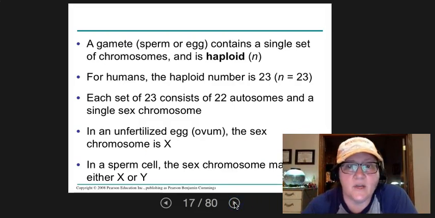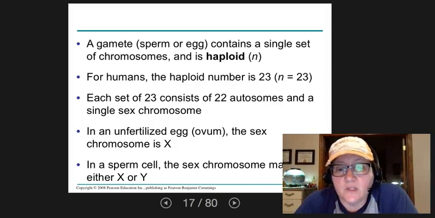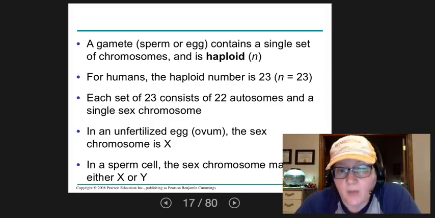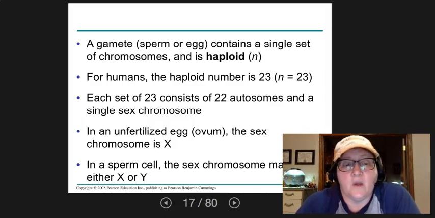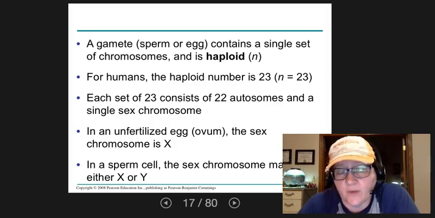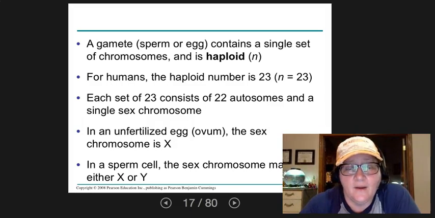Okay, I think one more slide and then I'll break this video. So a gamete, an egg or sperm, has a single set of chromosomes. It's going to have just dad's chromosomes or just mom's chromosomes. That's the sperm or the egg, and that's called haploid. There's your lowercase n. In humans, we say n is 23. It's half of 2n. This is algebra, guys. 2n equals 46, n must equal 23. If that's not making sense, you gotta come see me.